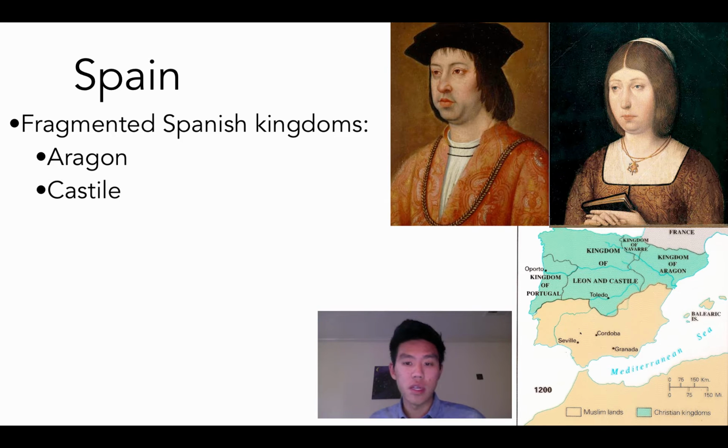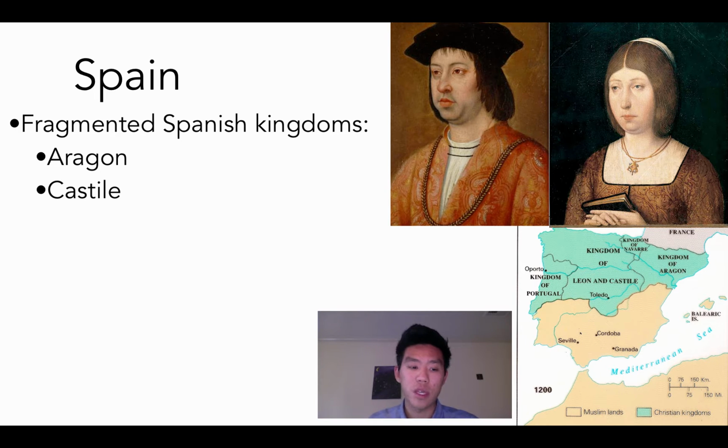Aragon is on the Mediterranean coastal side, and they were focused on acquiring more lands around the Mediterranean, in Sicily and Naples and Italian territories, and they really had a merchant and commercial economy and trading. Castile was the larger of the two. It was the largest and wealthiest kingdom in Spain at that time, and their focus was really to expel and get rid of all the Muslims and Jews.